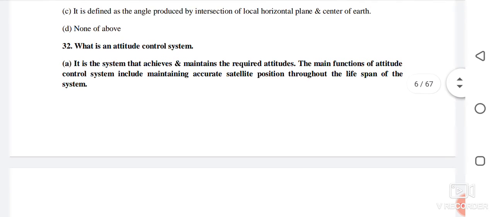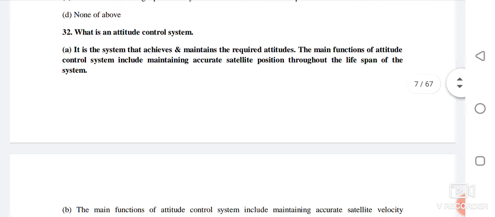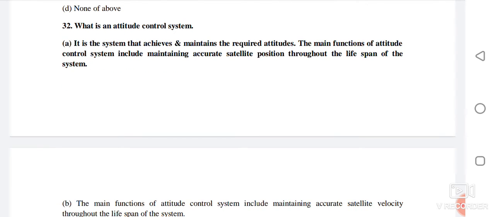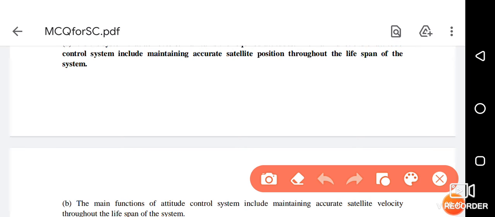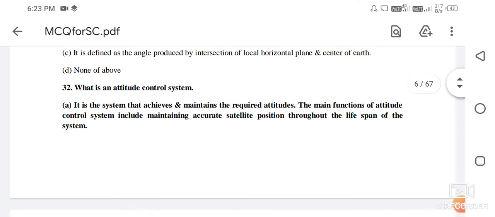What is the altitude control system? It is the system that achieves and maintains the required altitudes. So the right answer is option number A. Next question.